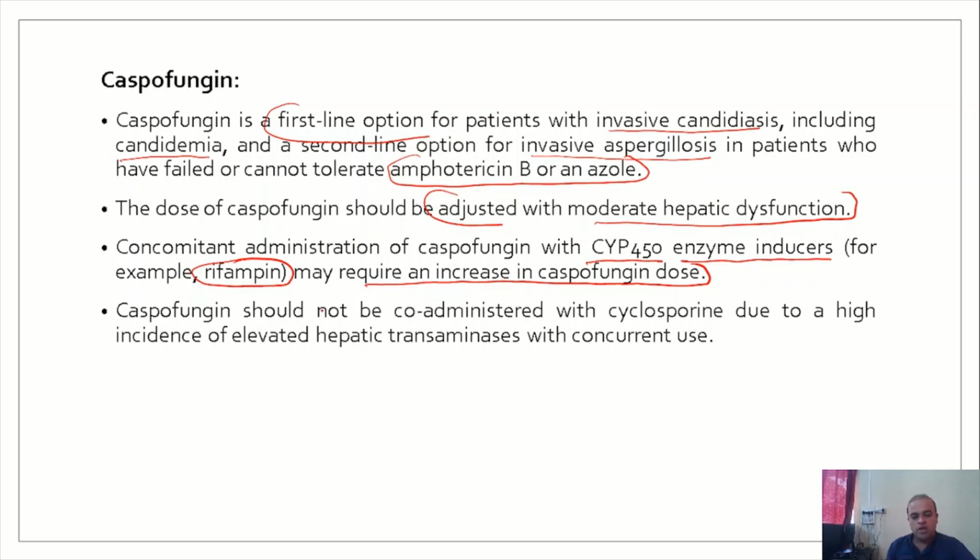Caspofungin should not be co-administered with cyclosporin due to a high incidence of elevated hepatic transaminases with concurrent use. Cyclosporin, which is an immunosuppressant drug, if administered with caspofungin, will cause an increase in the hepatic transaminase levels.